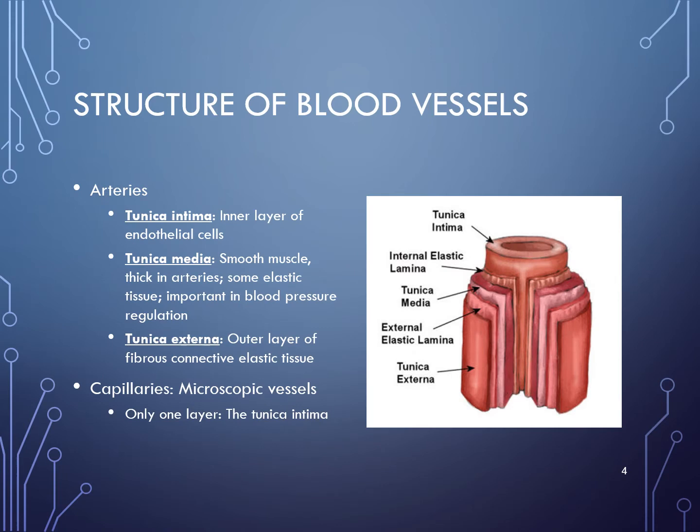The arterial wall is made up of three layers. The most inner layer is referred to as the tunica intima, and it is composed of endothelial cells. The middle layer, which is the muscular layer, is referred to as the tunica media, and it is integral in the regulation of blood pressure and vasodilation and vasoconstriction. And then the outermost layer, the tunica externa or the tunica adventitia, is the outer fibrous layer of the artery.